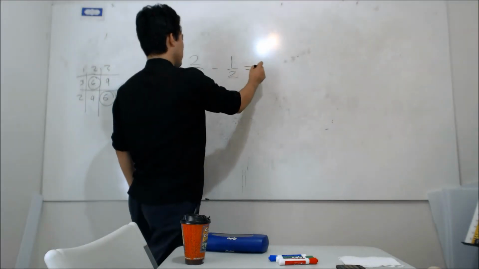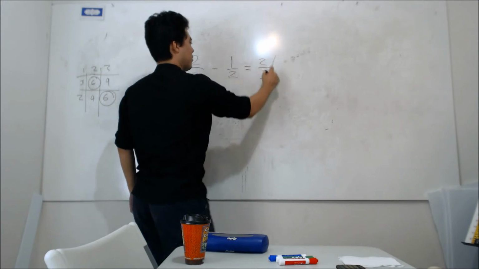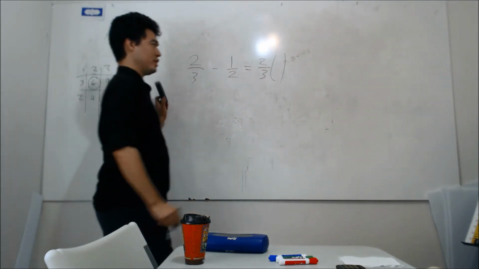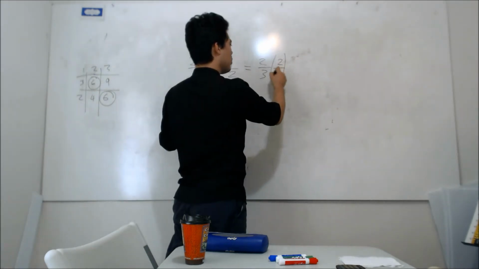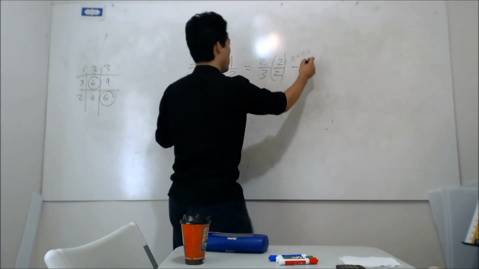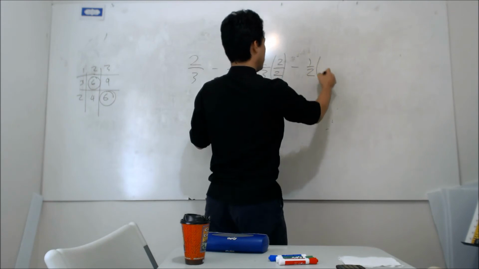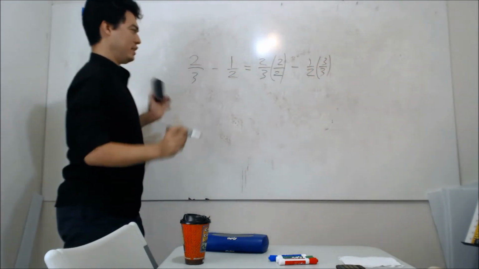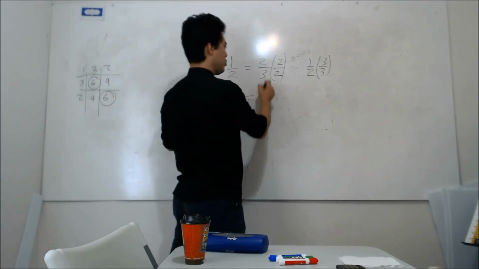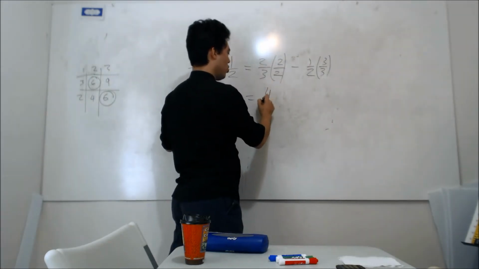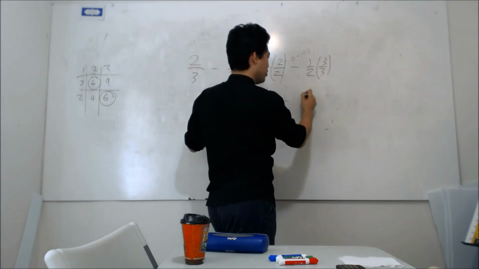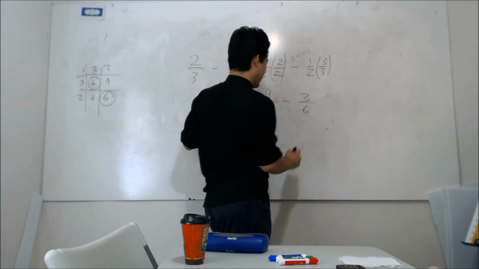This is going to equal 2/3 times, what'll give us 6 on the bottom? 2/2, because 2 times 3 is 6. Minus 1/2 times 3/3, because 3 times 2 again is 6. So we're going to have 2 times 2 is 4 over 3 times 2 is 6 minus 1 times 3 is 3 over 6, like this.